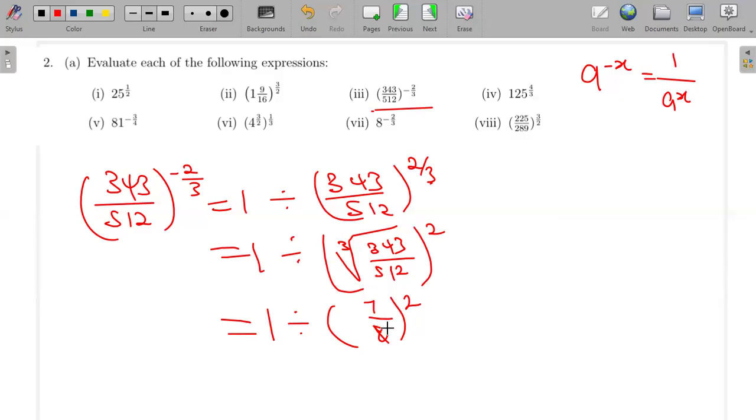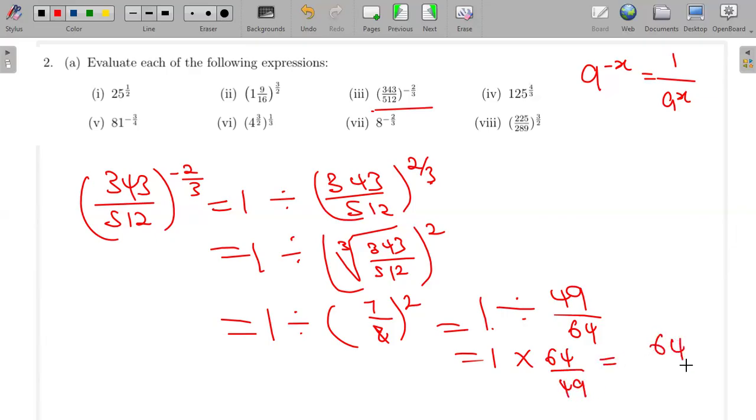And then from here, what can I do? I can actually square these numbers. So 1 divided by 7 squared is 49, and 8 squared, you can confirm with your calculator, is 64. So now I have 1 divided by this. I can change it to 1 multiplied by 64 over 49. So the answer there will just be 64 over 49. So we have simplified this to that.